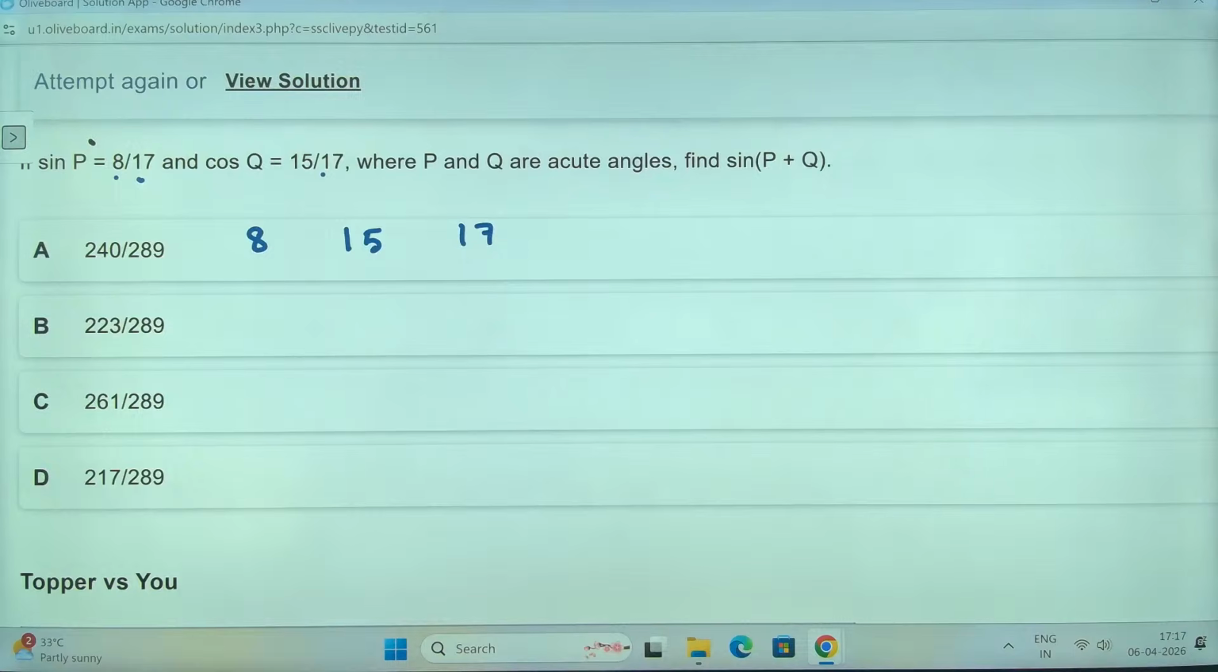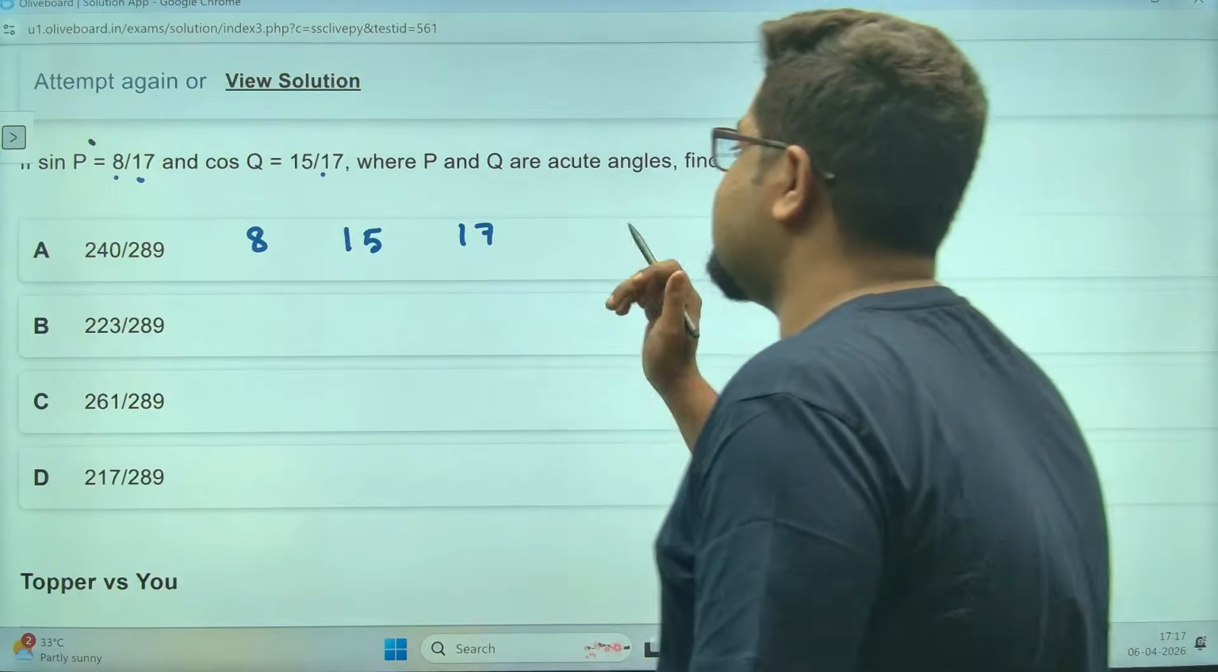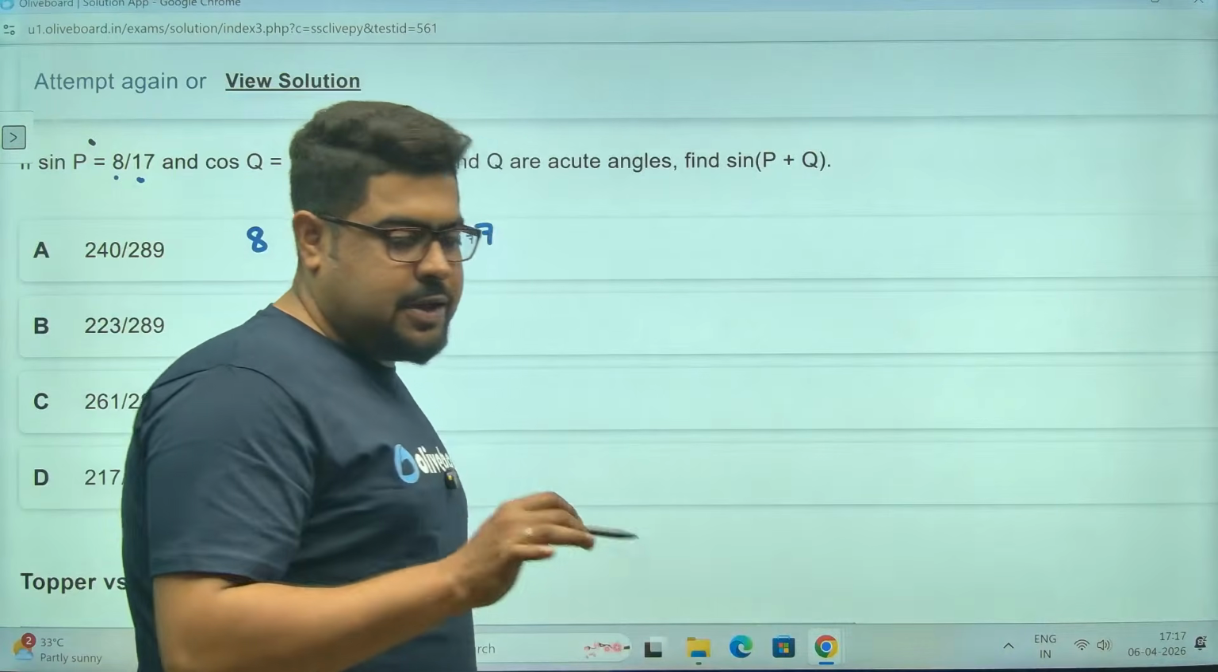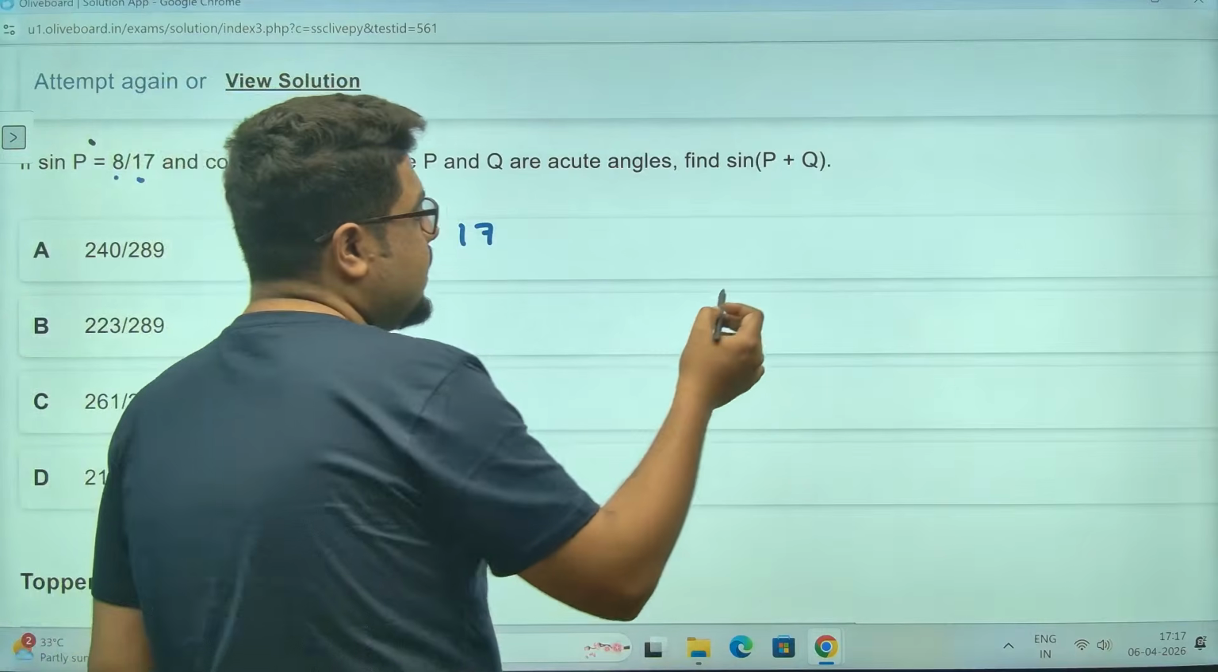They are asking us to find sine P plus Q. And options are like this. There is a minute mistake, everyone. Sir, this question is not right. This question is incorrect. You see why? I'm giving you the logic.